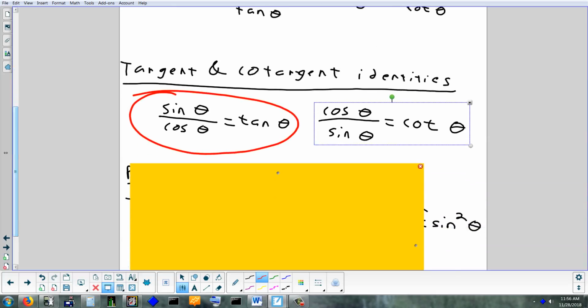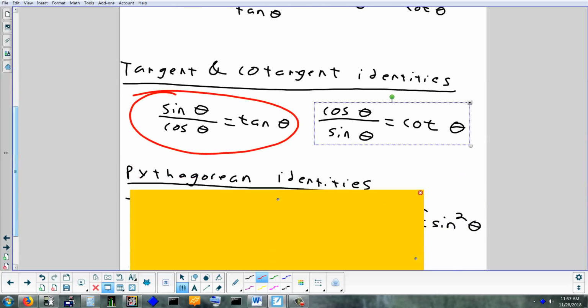Now, the last group of identities, we're not going to do anything with them today or tomorrow. They're not going to be on the test. They're just the last basic ones. I'm just trying to get you to put them all in one spot. And they're called Pythagorean identities.